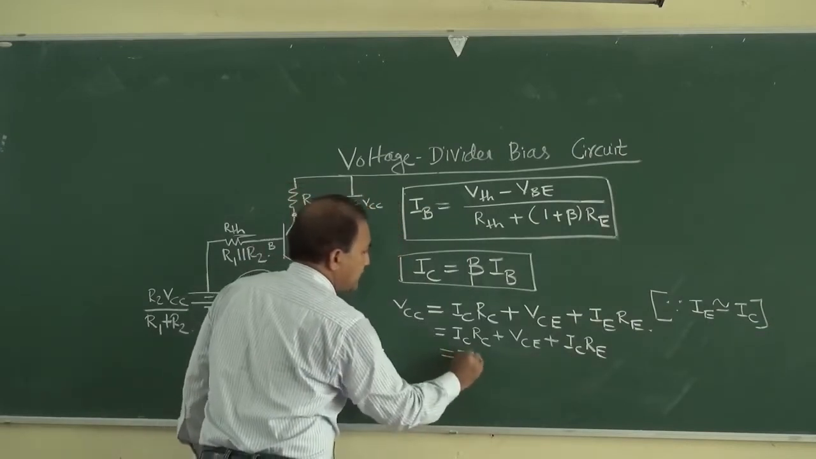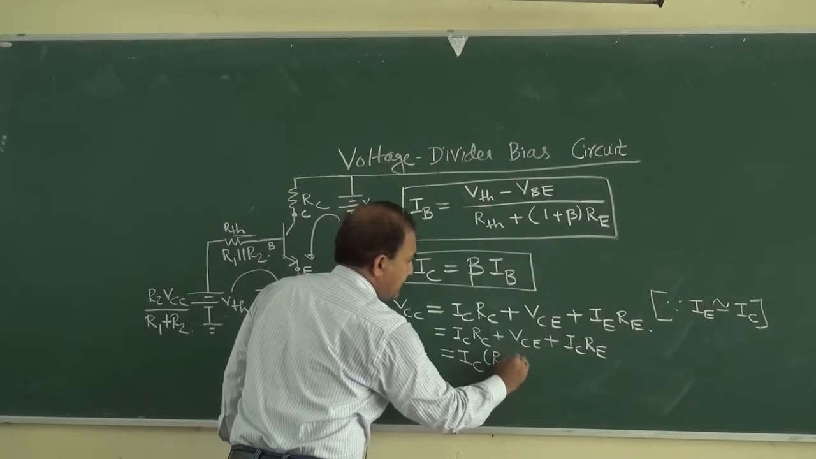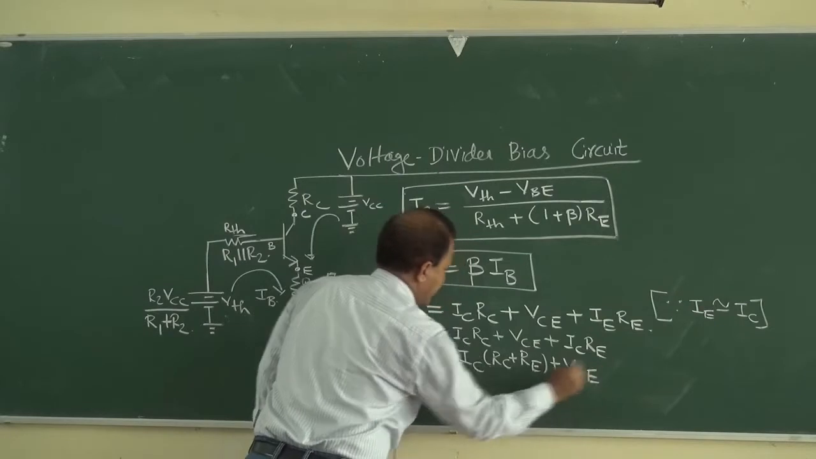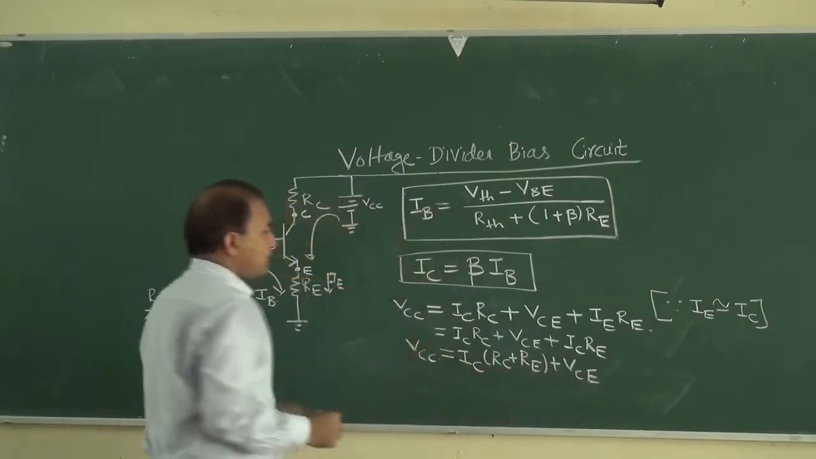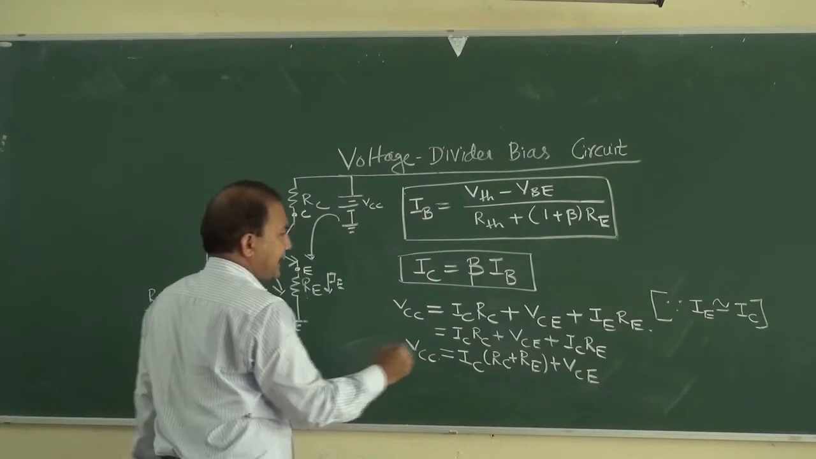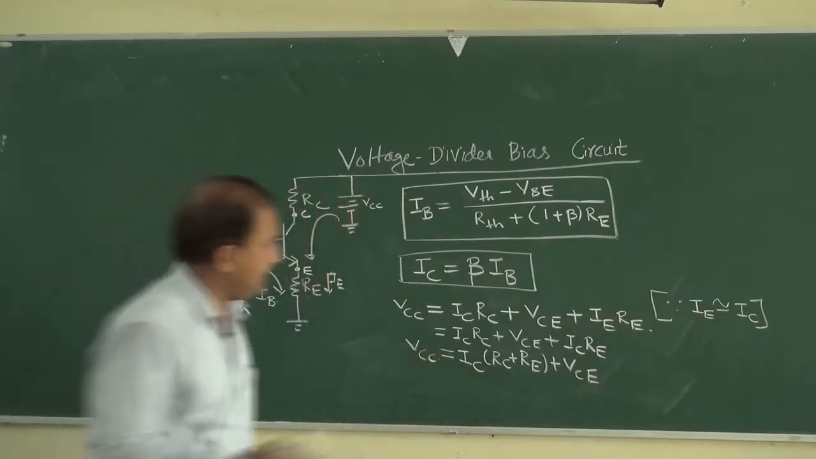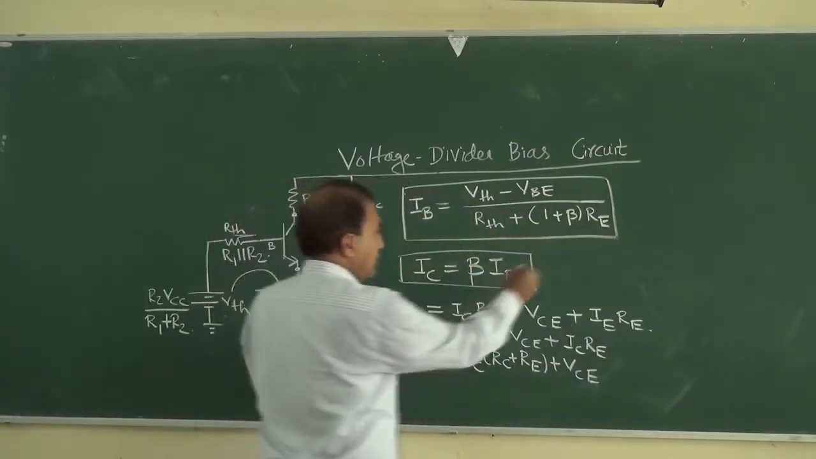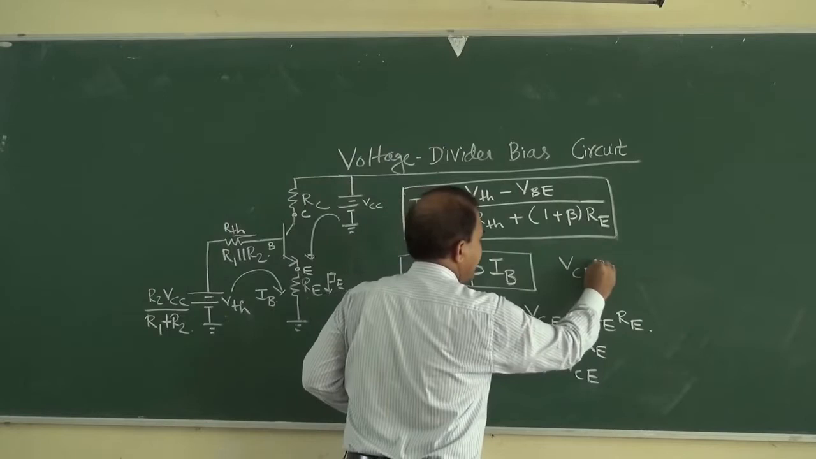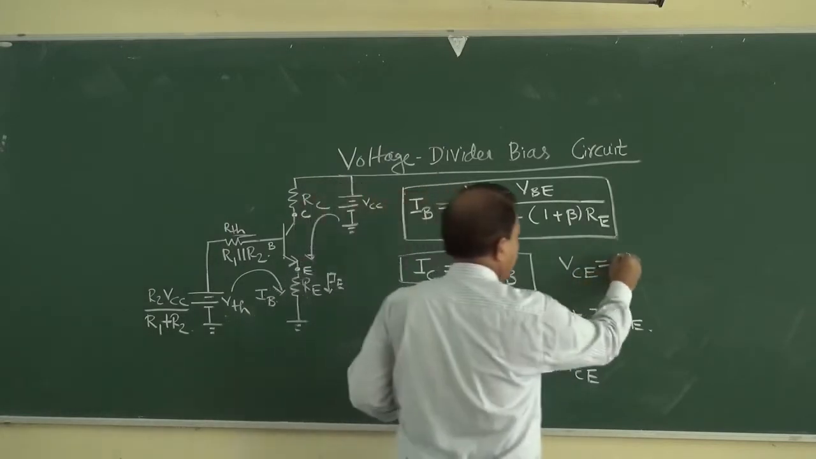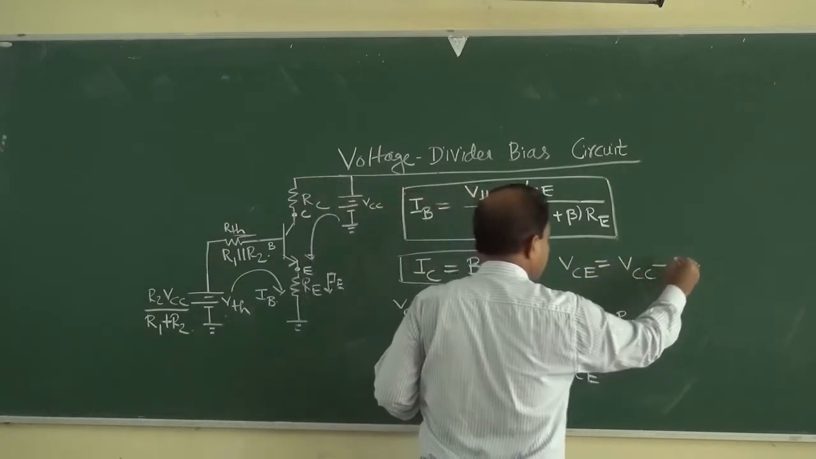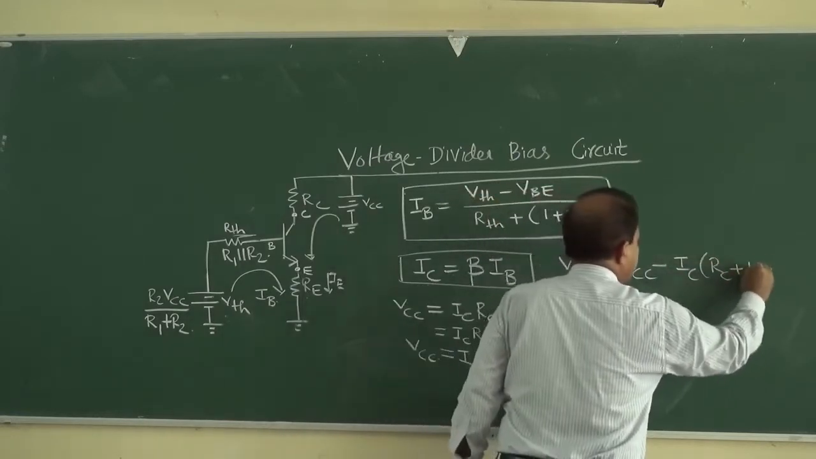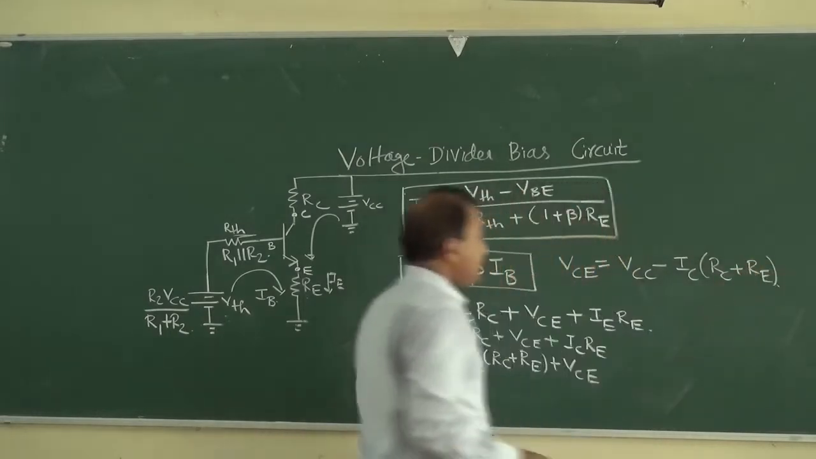So it is equal to IC times (RC plus RE) plus VCE. From this we can write the expression for VCE. It is equal to VCC minus IC times (RC plus RE).